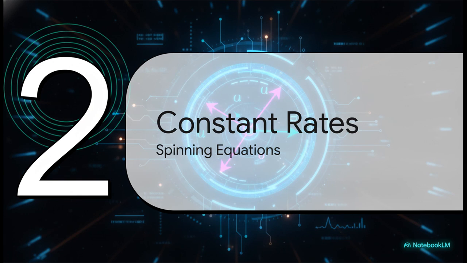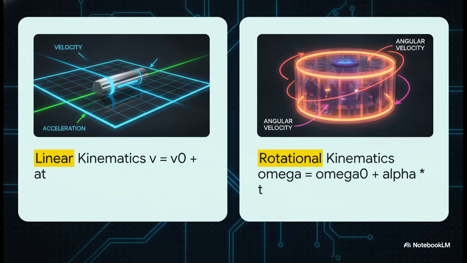Moving right along to section 2, spinning at constant rates. This brilliantly illustrates that mirror universe analogy I was talking about earlier. Look at the left side here. These are our classic kinematic equations for constant linear acceleration. Now look at the right. They are exact replicas. Where you used to have linear velocity v, you now plug in angular velocity, omega. Where you had linear acceleration a, you just plug in angular acceleration, alpha.